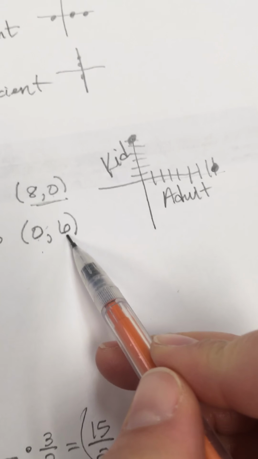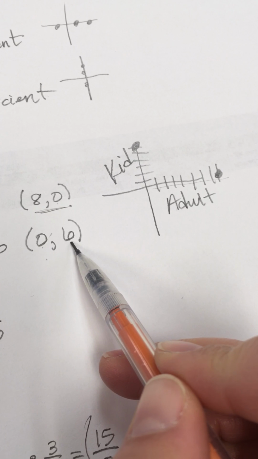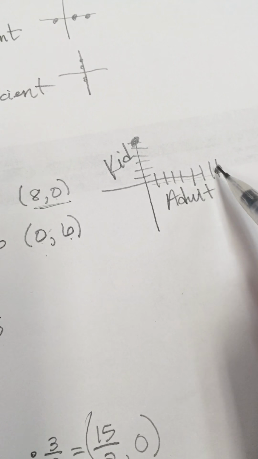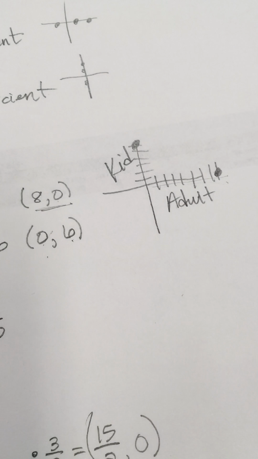So if it's a real life situation, you've got to think about if it's on the axis, one of the others is 0. Okay, if it's on his axis, the other value is 0. Okay?